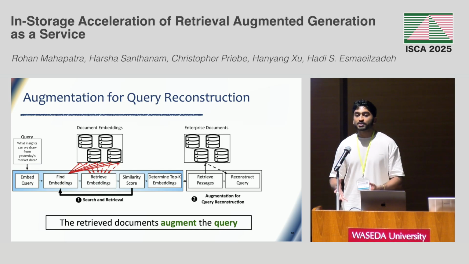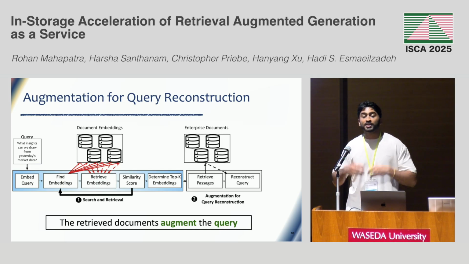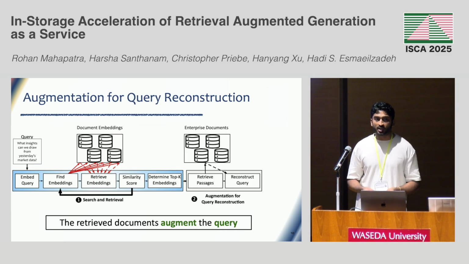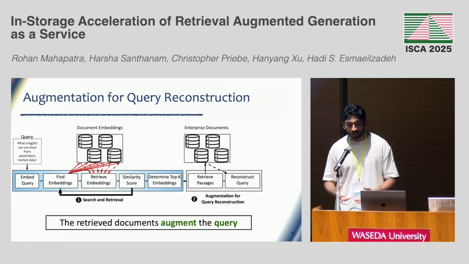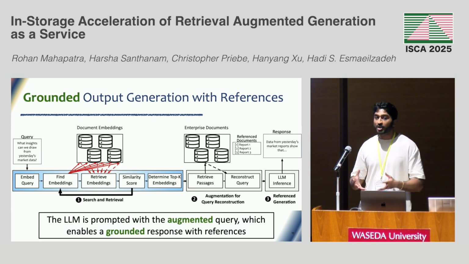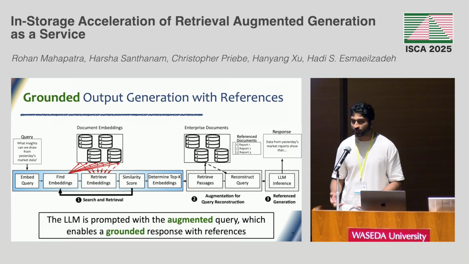After you found the closest documents, you then go to storage, fetch the actual text representations of the documents, and use them to augment your query. And finally, once your query has been augmented, you can then use your LLM for generation.